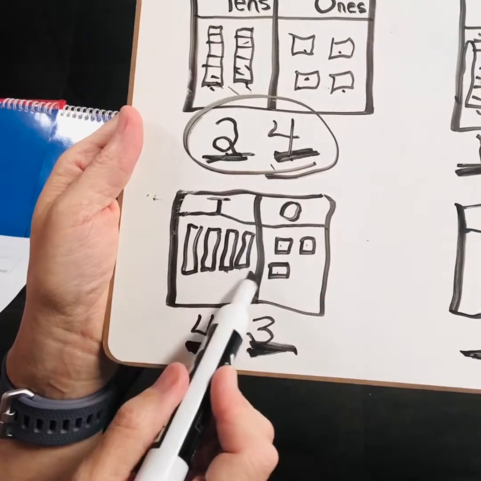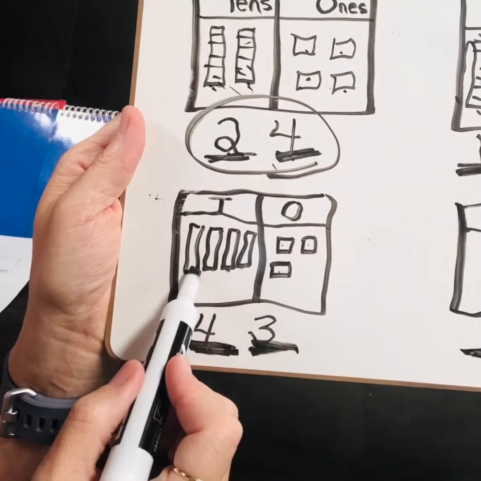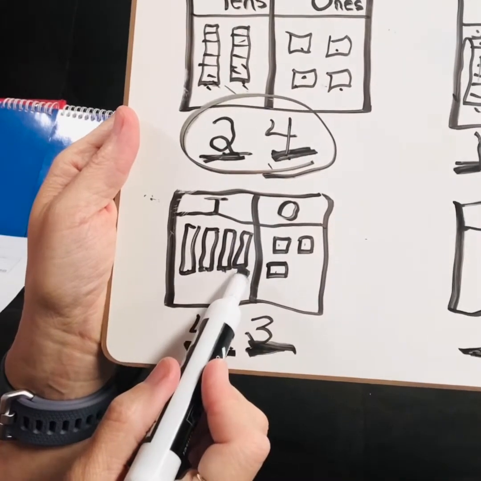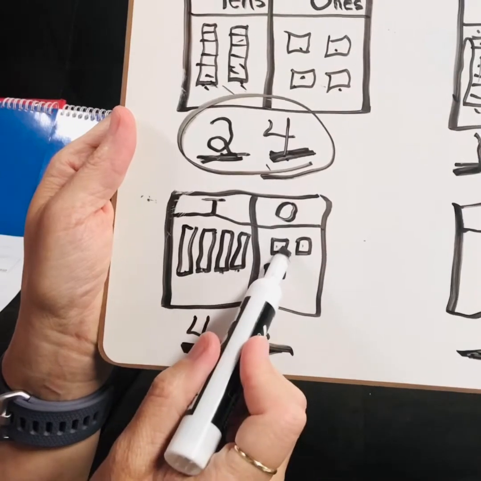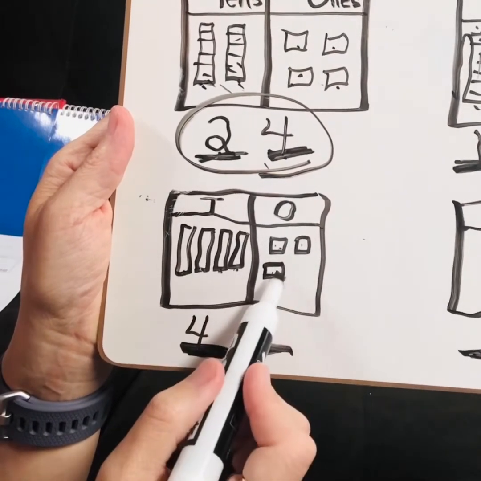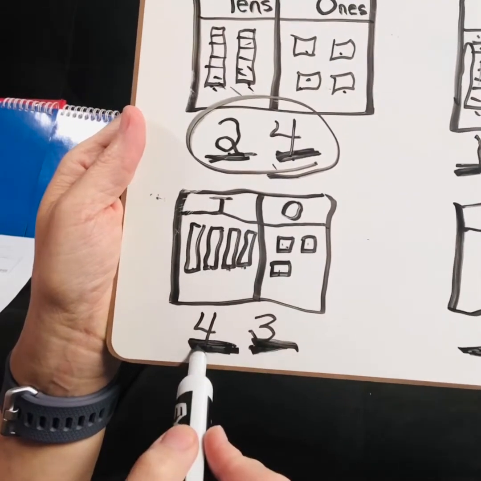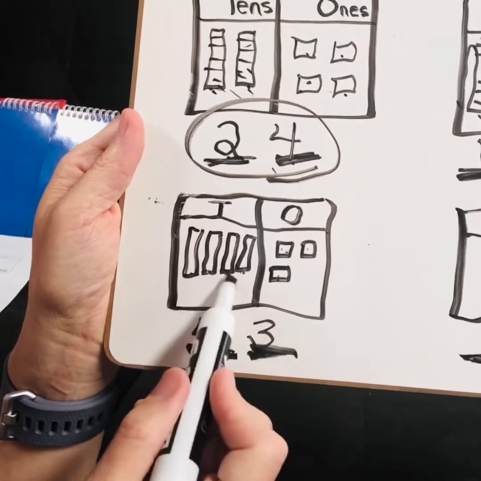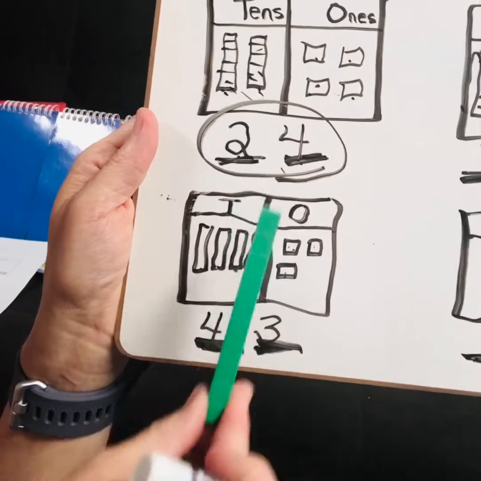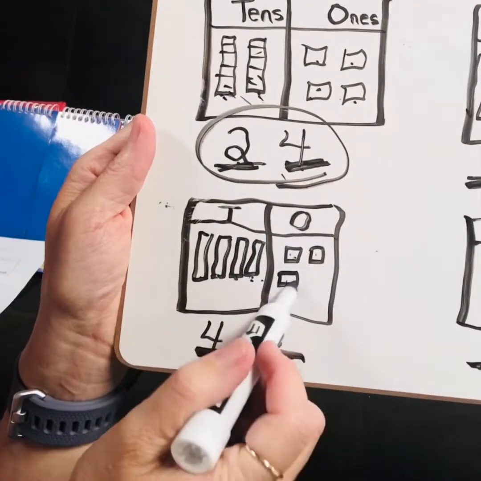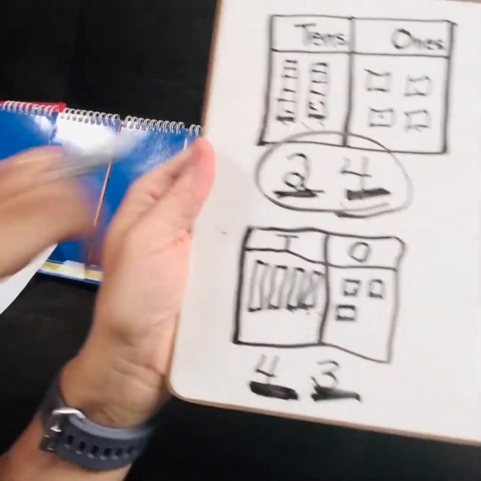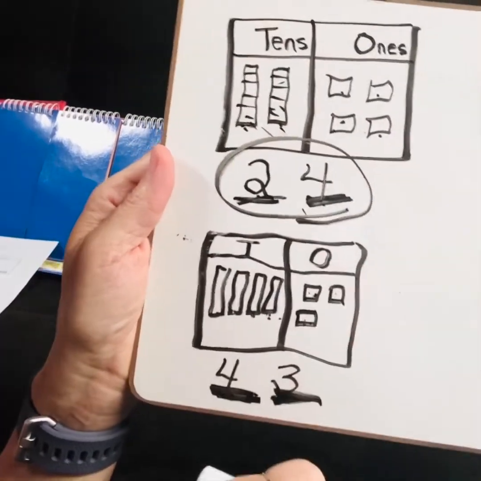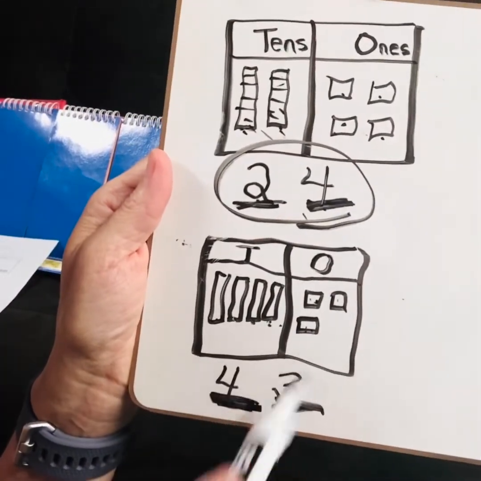Remember, we're going to skip count by 10. So 10, 20, 30, 40, 41, 42, 43. Excellent. 43. I have 4 groups of 10, 4 of these, and 3 ones left over. Or 3, sorry, these. All right, 43.